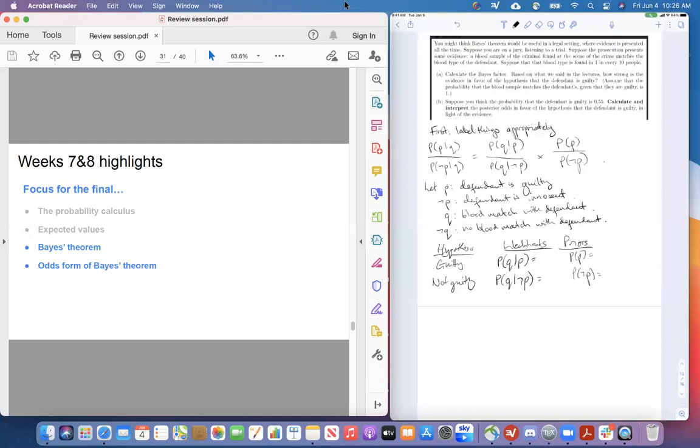So take 1 minute and have a think from the information in the question. What are the likelihoods and what are the priors here? So A, you'll only need the likelihoods for. B, you'll need everything for.